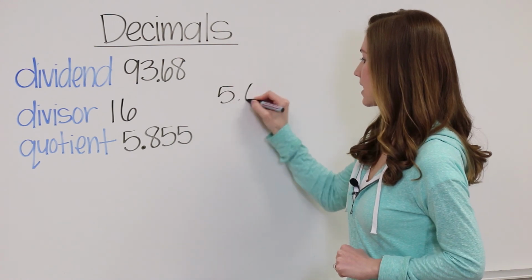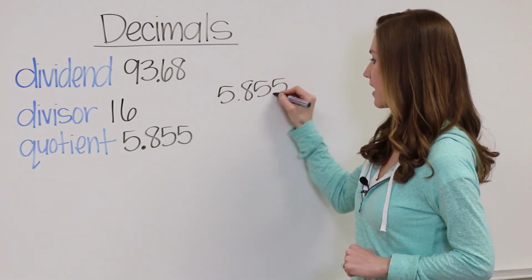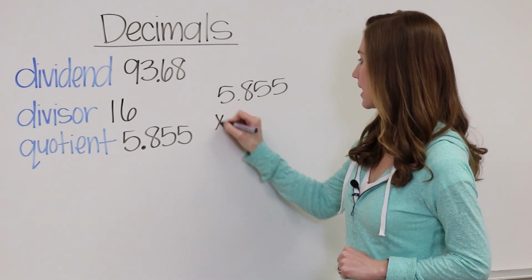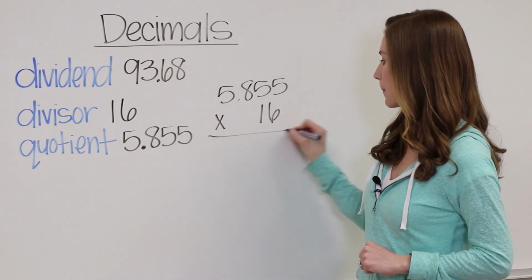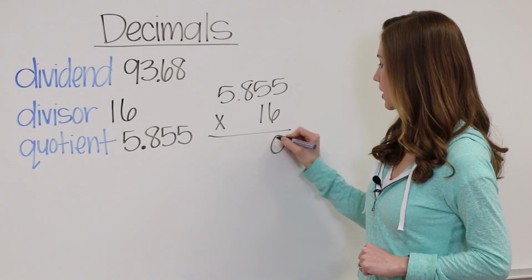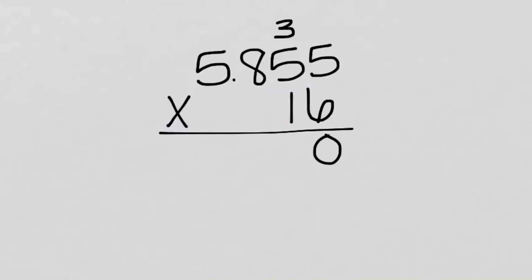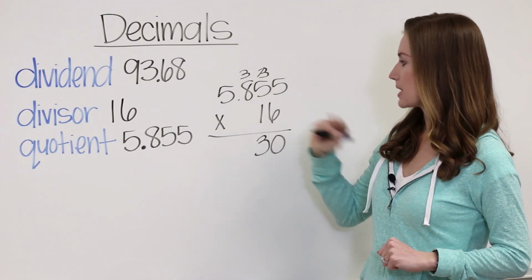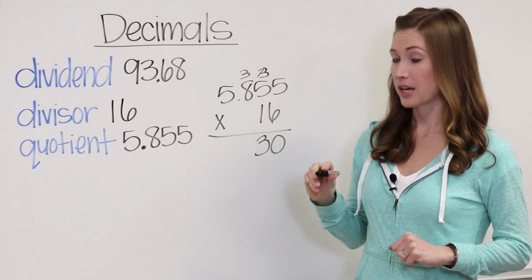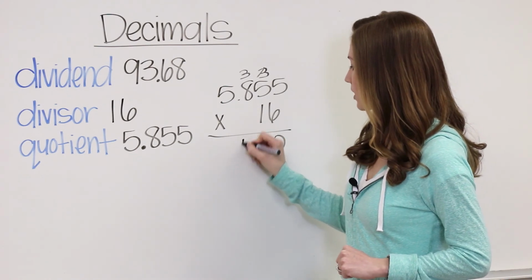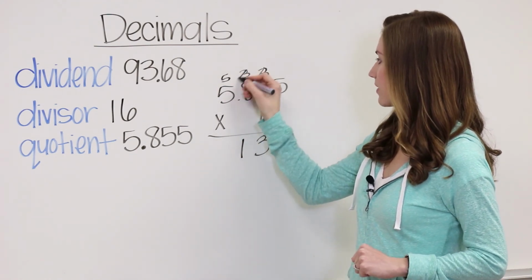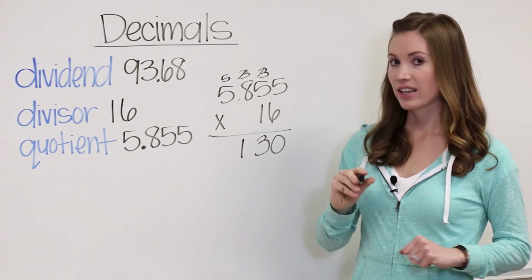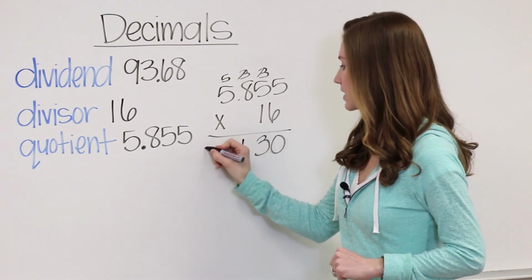5 and 855 thousandths times 16. 6 times 5 is 30. We write the 0, carry the 3. 6 times 5 is 30, plus 3, 33. We write the 3 and carry the other 3. 6 times 8 is 48, plus 3 is 51. We write the 1, carry the 5. 6 times 5 is 30, plus 5 is 35.